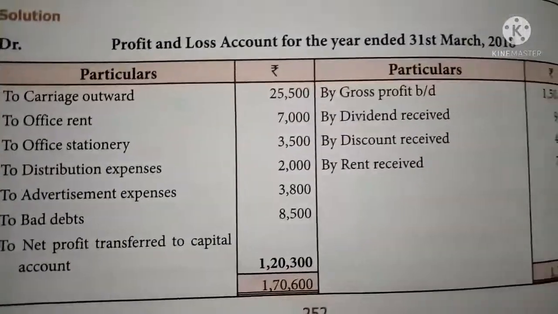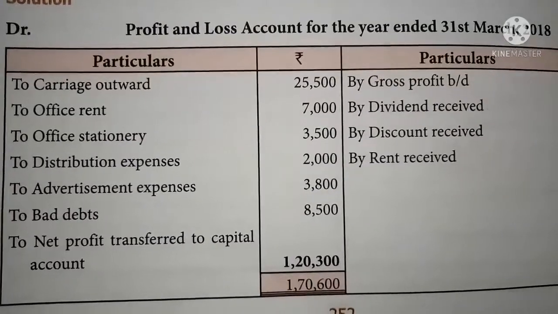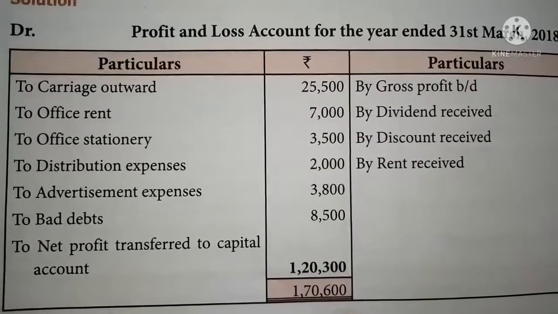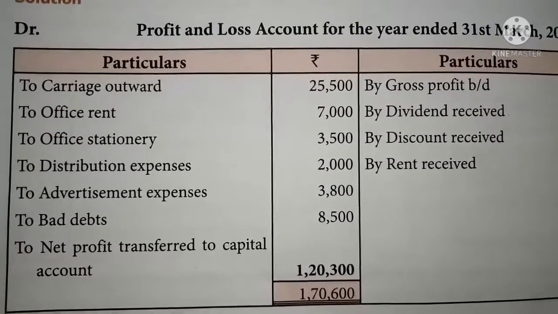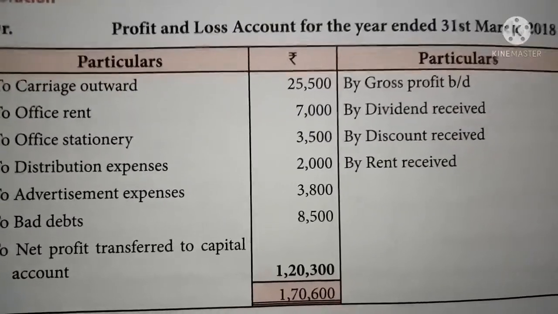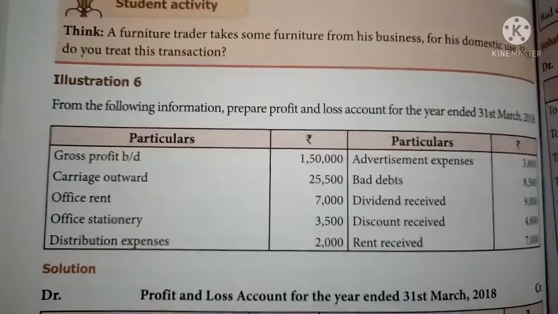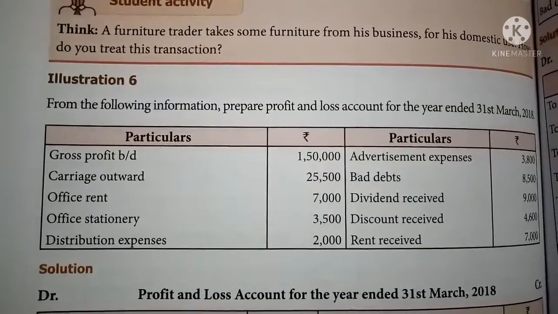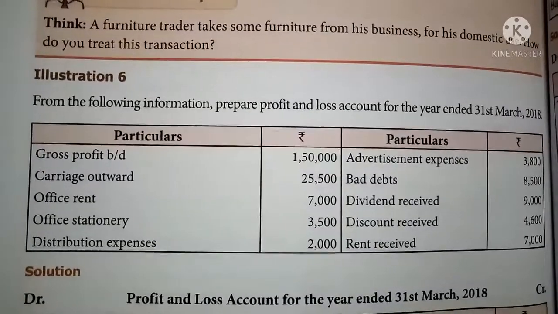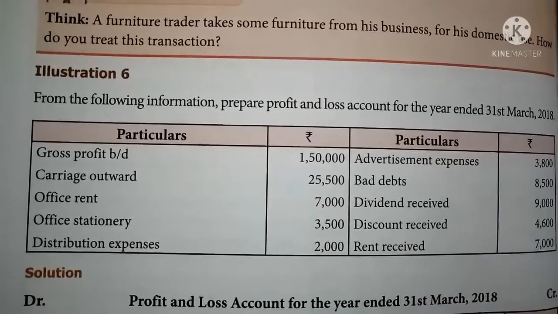To carriage outwards, to office rent 7,000, to office stationery 3,500, to distribution expenses 2,000, to advertisement expenses 3,800, to bad debts 8,500. After writing all the expenses in the debit side, take the income items from the given sum. In this sum, the income items are dividend received 9,000, discount received 4,600, rent received 7,000.